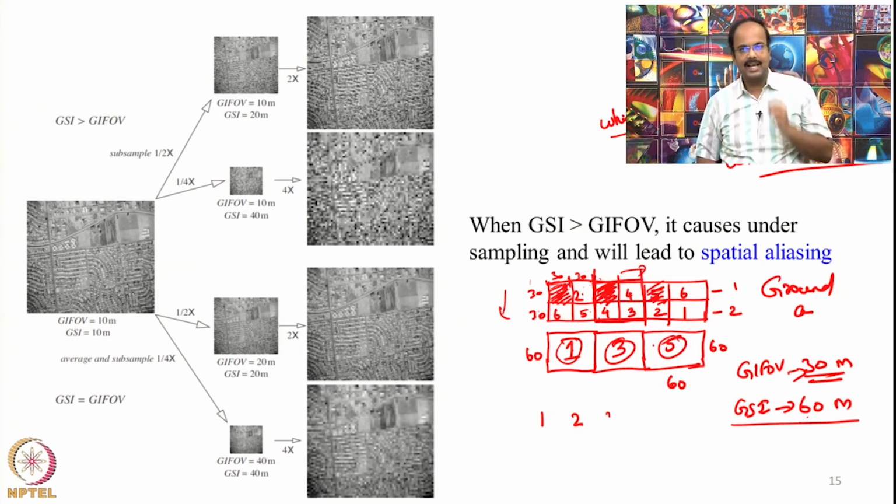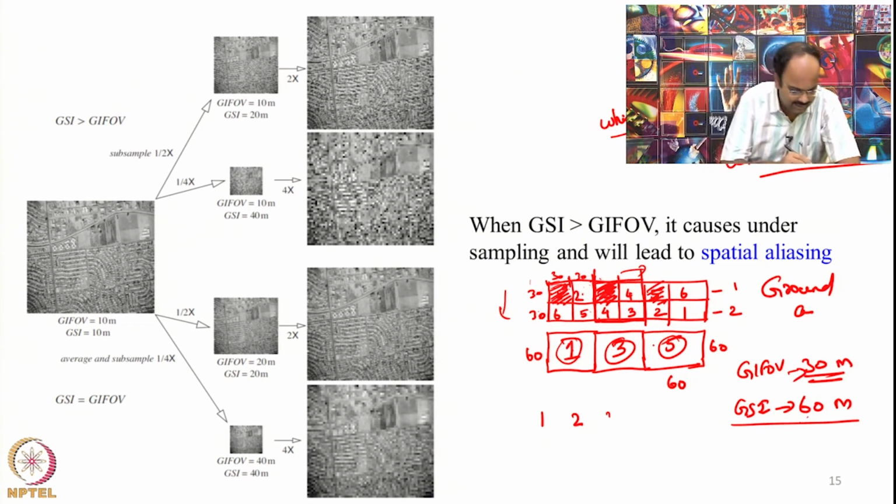Having GSI larger than GAFOV will lead to undersampling, and it will also lead to a phenomenon known as spatial aliasing. Spatial aliasing means there may be some unwanted artifacts or the image may look completely different from what is there on the actual ground. We may have completely different features on the image than what is actually present on the ground. So, here we are doing undersampling and we may encounter a phenomenon known as spatial aliasing.